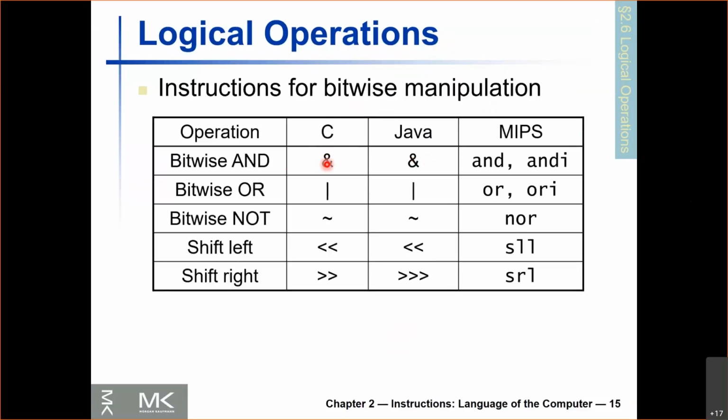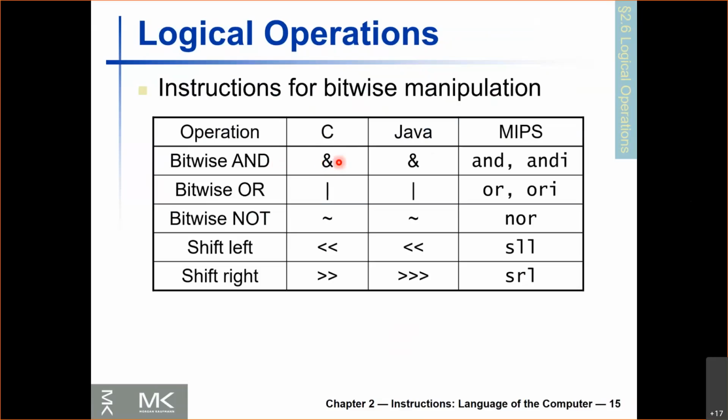So one caution here, this is different from the two ANDs, right? When you have two ampersands like this, that is a Boolean operation. It takes two Booleans, gives you a Boolean. But here what I'm referring to is the single ampersand. The single ampersand is a bitwise AND.